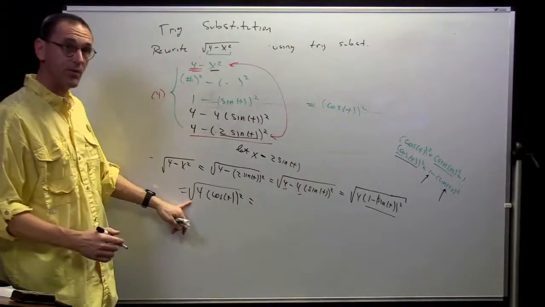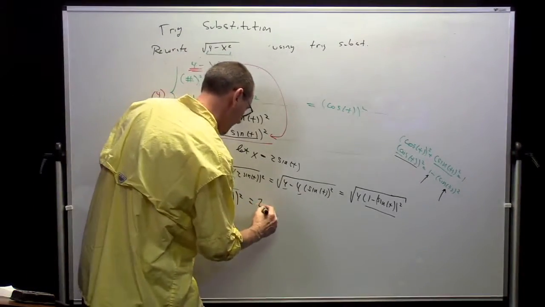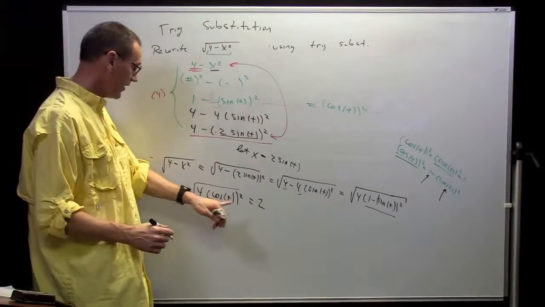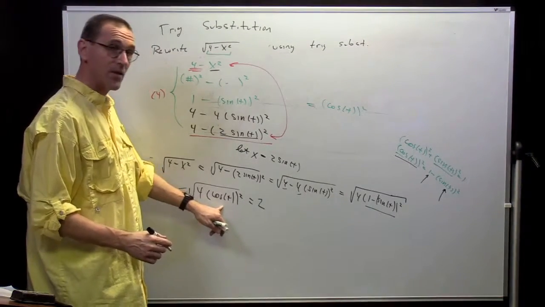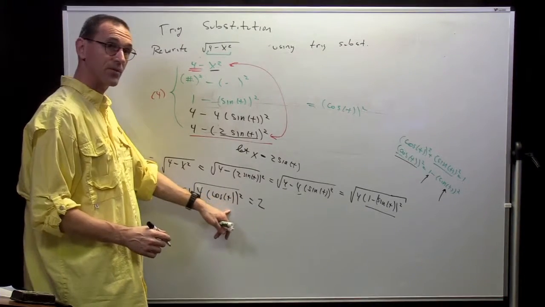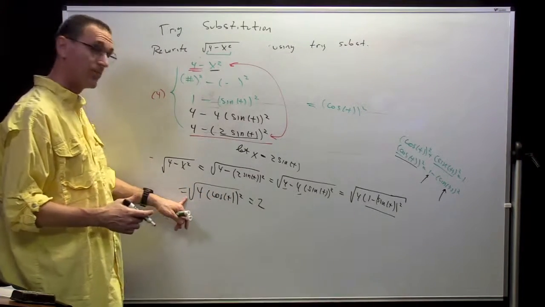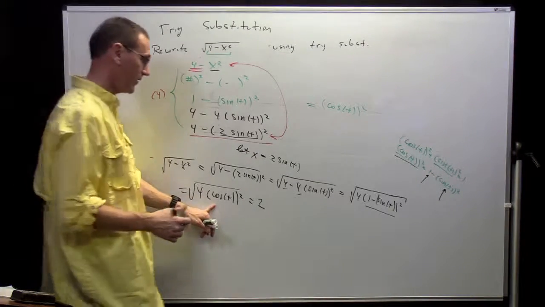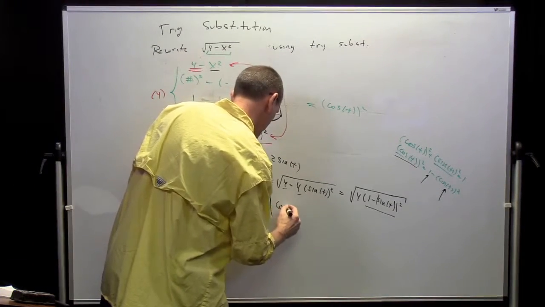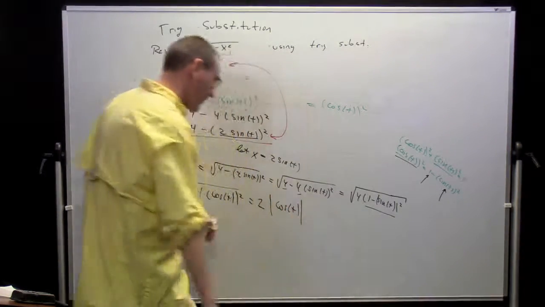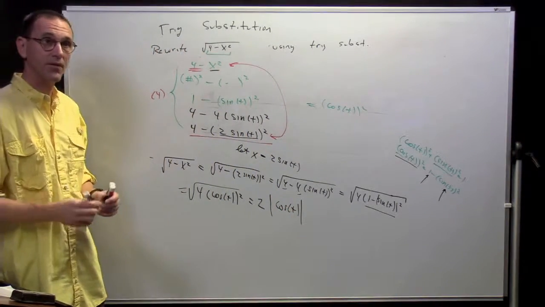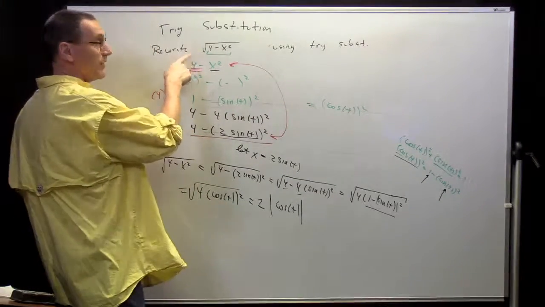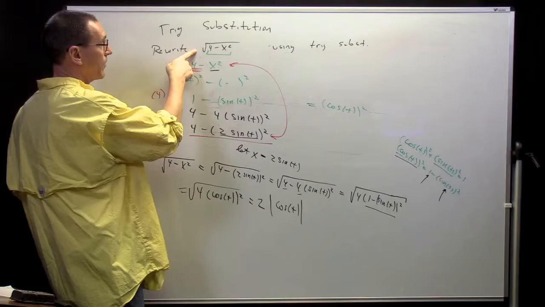And notice the square root of 4 is 2. The square root of cosine t squared, I've got to be careful here. If I take some number and I square it and then take the square root, I've got to get something positive by definition of what the square root is. Cosine could be negative. So I get the absolute value of cosine.